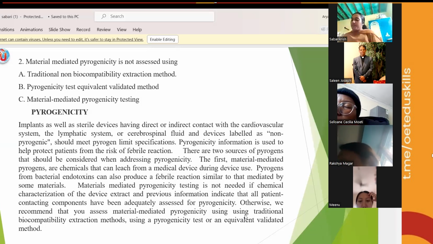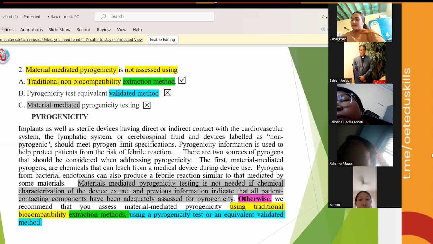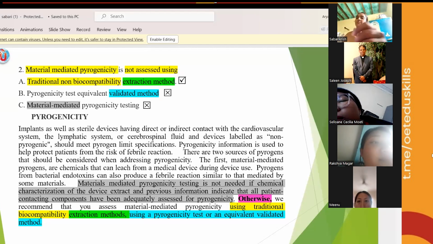Material mediated pyrogenicity is not assessed using. So here, material mediated pyrogenicity is the name. If the question stem gives a name, go directly to the text with that name. Before that, look at the keywords in the answer options. Option A: traditional non-biocompatibility. B: validated method. C: material mediated. So here we go straight to material mediated pyrogenicity.